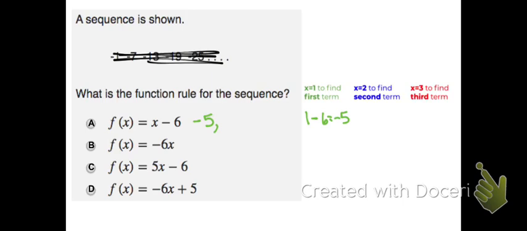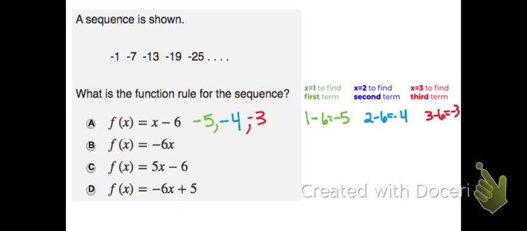Now let's substitute 2 in for x. So we get 2 minus 6, which is negative 4. So the second number in the sequence is negative 4. And then let's substitute 3 in for x. So 3 minus 6 is negative 3. So my third number in the sequence is negative 3. So we can look at our sequence now and say, is the answer A?